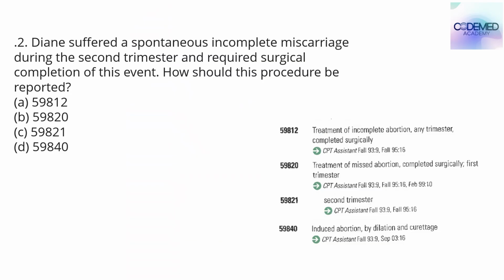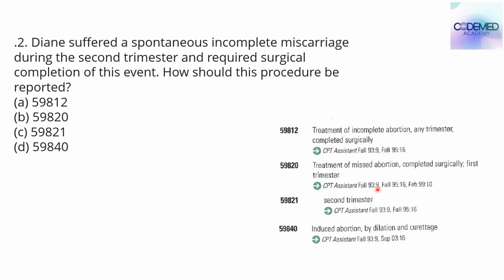Okay, so Dinah suffered a spontaneous, incomplete miscarriage during the second trimester and required a surgical completion of this event. How should this procedure be reported? And we have these codes. Kindly go through the codes. 59812 talks about treatment of an incomplete abortion, any trimester, completed surgically. 59820 talks about treatment of the missed abortion completed surgically, but it talks about the first trimester. What is our trimester? Second trimester. 59821 is the treatment of missed abortion, second trimester.